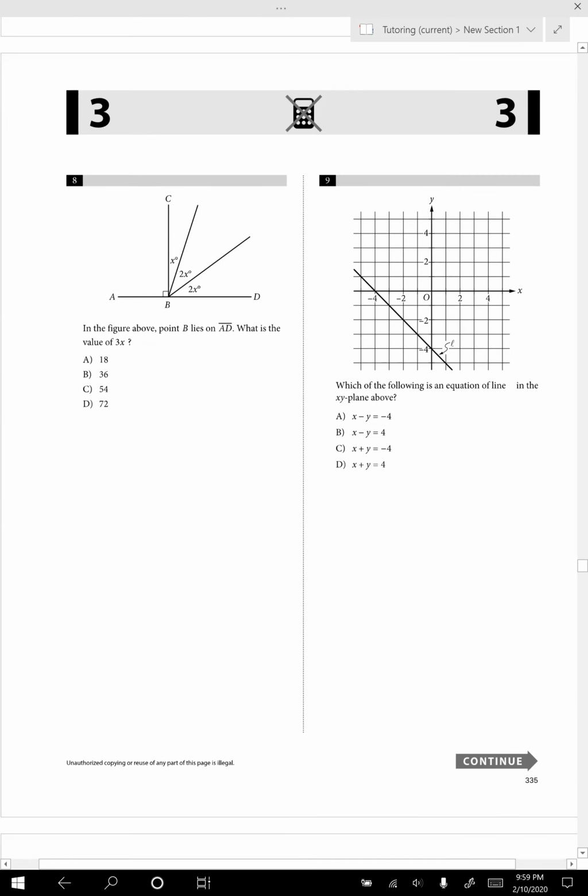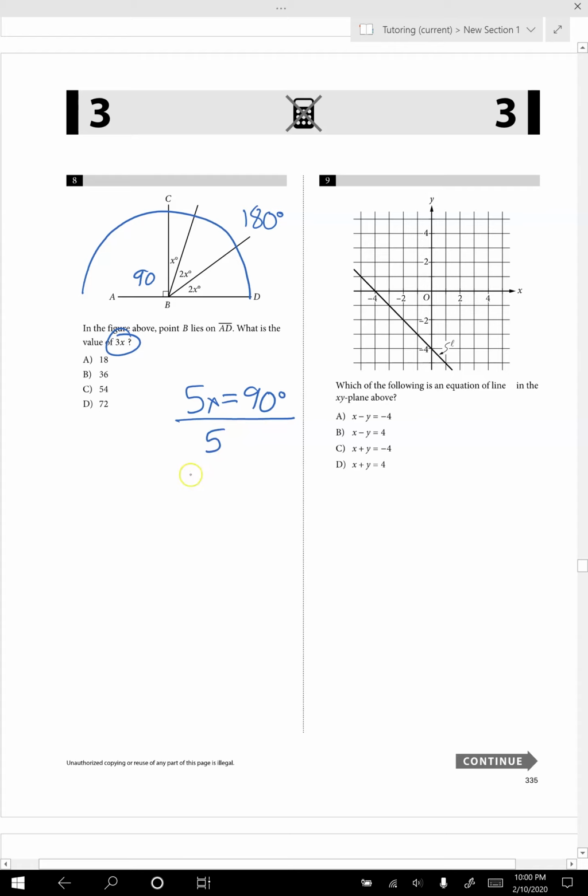Number 8. In the figure above, point B lies on line segment AD. What is the value of 3x? So we want to make sure we don't just solve for x, think we're done, and then get this wrong. We need 3x. The first thing I see is this 90-degree angle here, and a complete semicircle is 180 degrees, which means what's left here, these guys all add up to 90 degrees, and that's 5x: x plus 2x plus 2x.